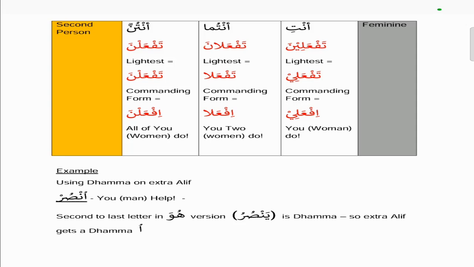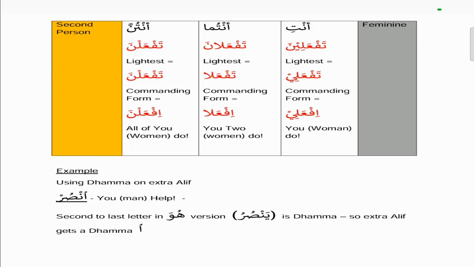And then antuma is the same as the antuma that we mentioned before for the masculine version. So taf'alani is the original, get rid of the noon. For the lightest version, taf'ala, get rid of the ta, add the alif with the kasra, becomes if'ala, you two women do. And then antunna, if you remember the rule for hunna and antunna, the light or lightest version is still the same as the normal version. So taf'alna is the normal version, the lightest version is still taf'alna.